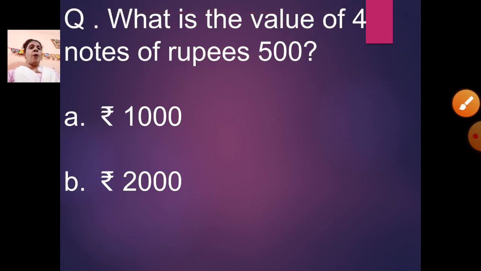What is the value of 4 notes of rupees 500? Option A, rupees 1000. Option B, rupees 2000.